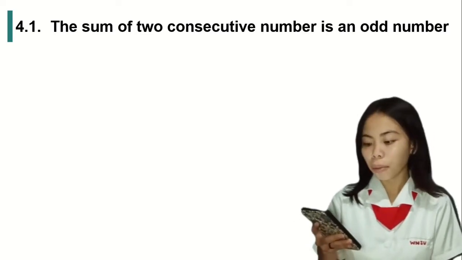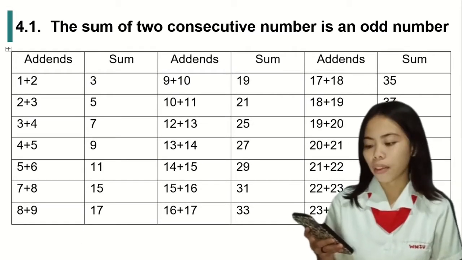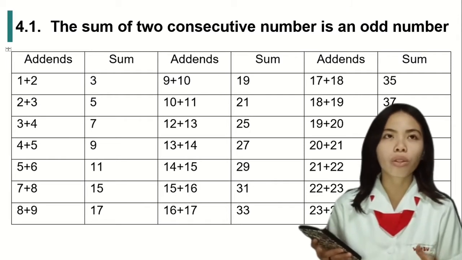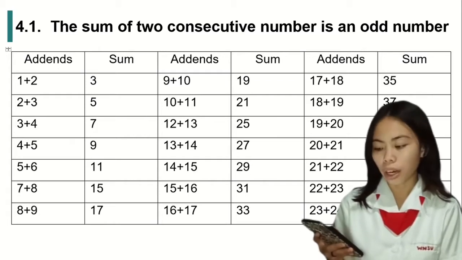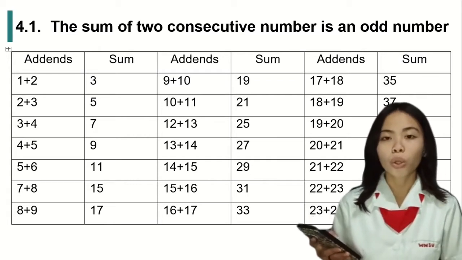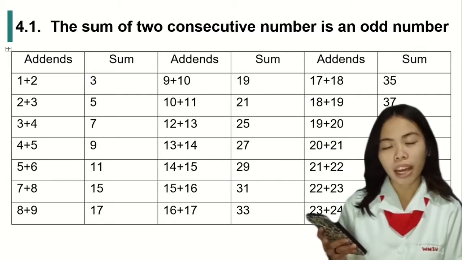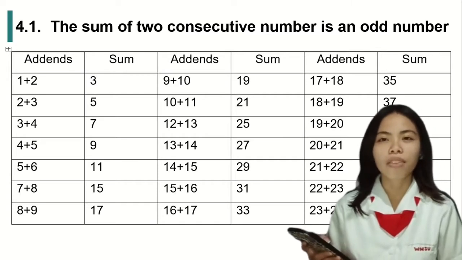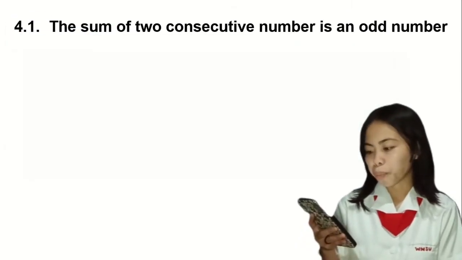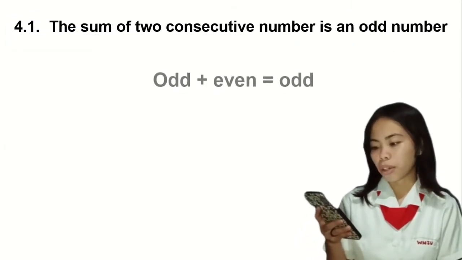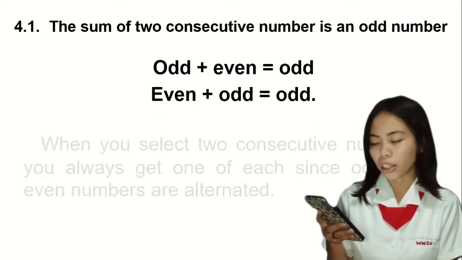As you can see in the table, 1 plus 2, so 1 here is the odd number and the even number is 2. When you add an even and an odd number, the result will always be an odd number. For example, 1 plus 2 equals 3, 2 plus 3 equals 5, and 4 plus 5 is 9. So we can conclude that these results are true. When you select two consecutive numbers, you'll always get one of each, since odd and even numbers alternate.